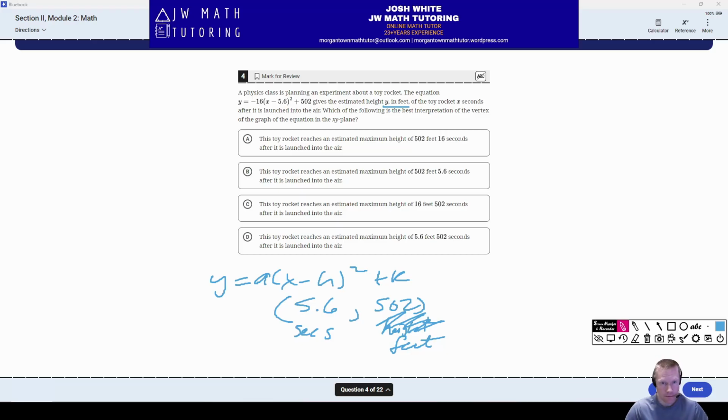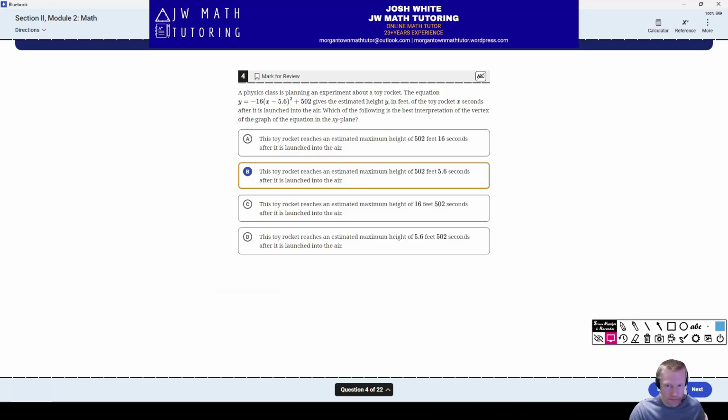When we go through these answer choices, we're basically looking for something with 5.6 seconds. If you notice, there is only one answer choice that actually has 5.6 seconds in it, which is answer choice B, the correct answer. All the other ones have an incorrect number of seconds. Also, notice there are 2 of them that have 502 feet, so that part matches in both A and B. But again, the seconds part, the x variable, only matches in answer choice B.